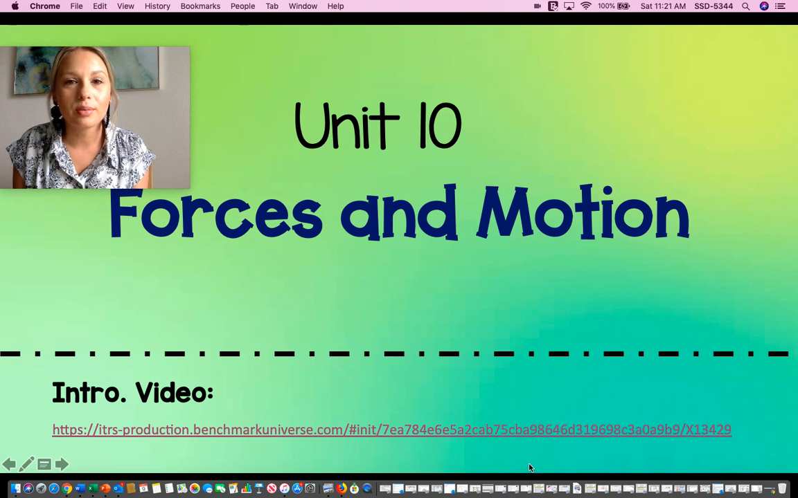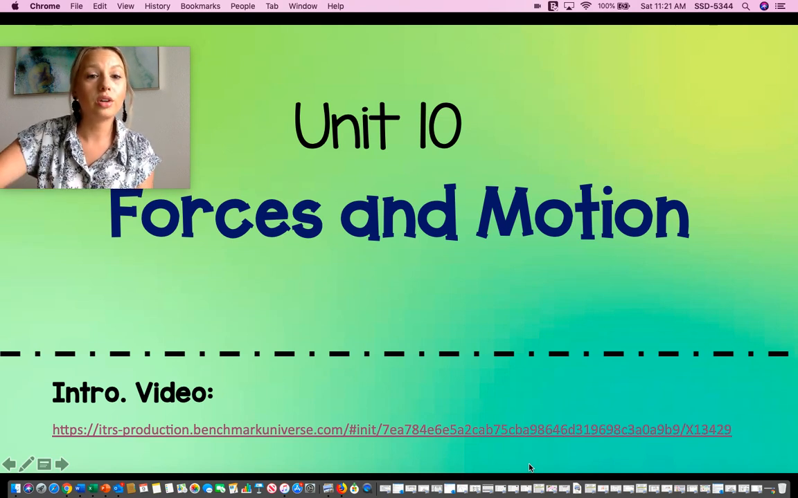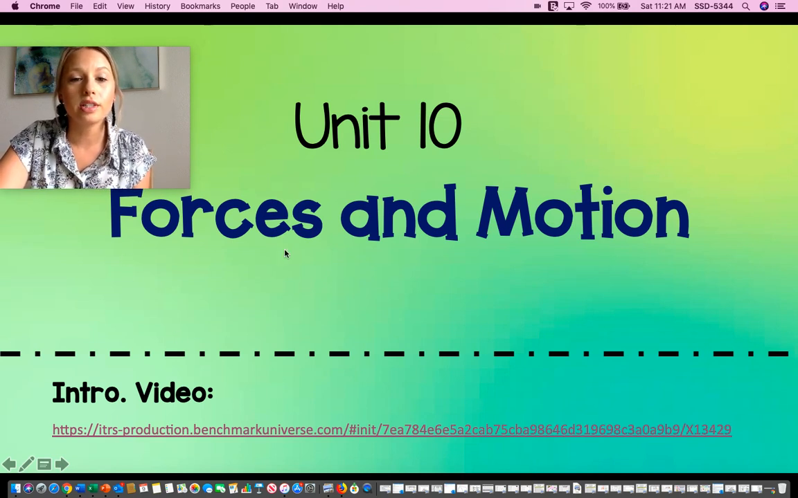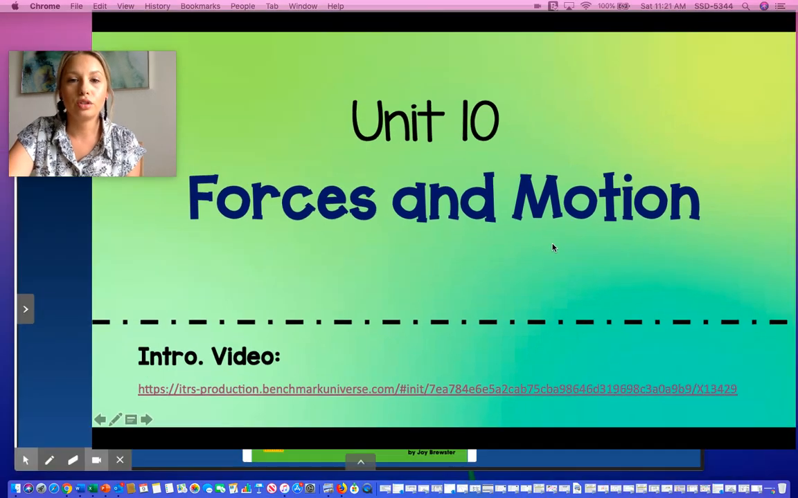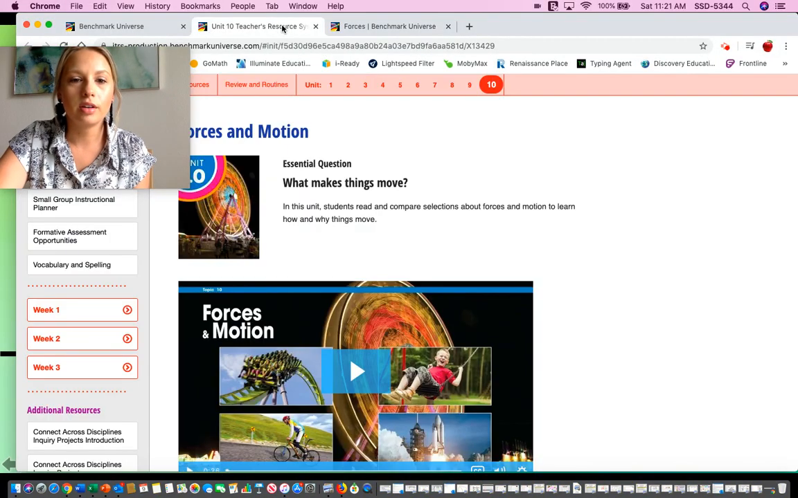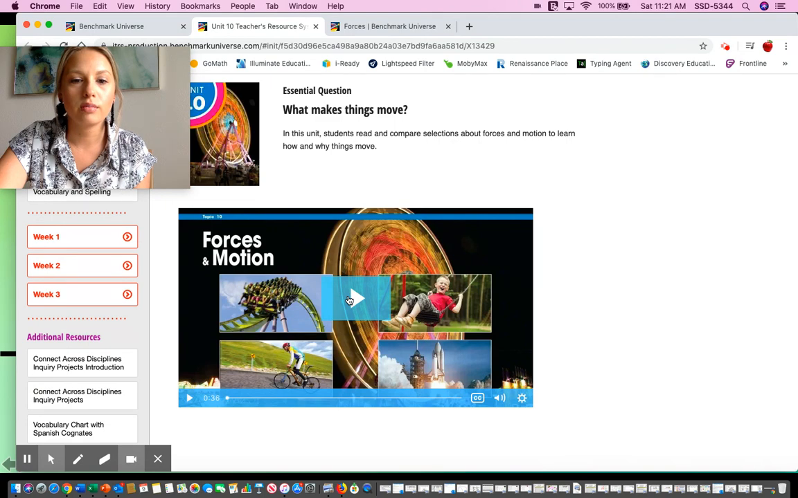Okay, so our first lesson that we're going to do is a reading lesson, and we are going to be reading a new story. And just to remind you, we're learning all about forces and motion. So we're going to take a look at a video just to remind ourselves what forces and motion are.